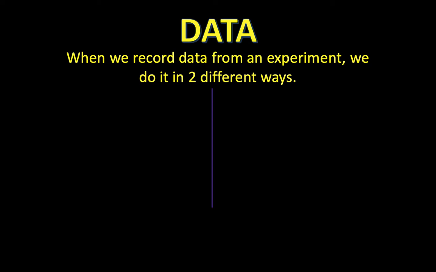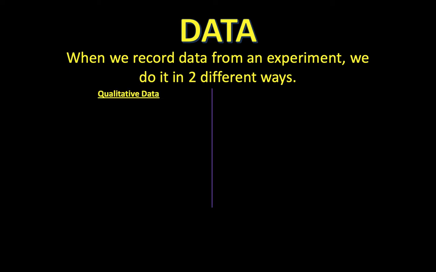This is Mrs. Jones again, and today we're going to continue learning about the scientific method and parts that go along with the scientific method. Today we're specifically going to focus on data and models. But first, when we talk about data, when we record data from an experiment, we do it in two different ways. So today we're going to learn about two different types of data.